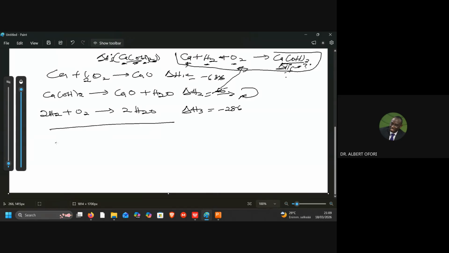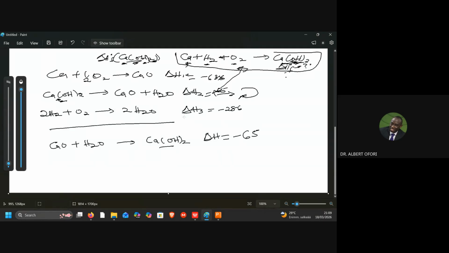Now, when I reverse equation 2, it becomes calcium oxide plus water, now giving you calcium hydroxide. The reason for reversing is that if I check my target, and then check where I can find my target, the equation looks like it has reversed. In that case, I need to reverse the delta H. It was positive here, so when I reverse it, it becomes negative 65. It was positive 65.